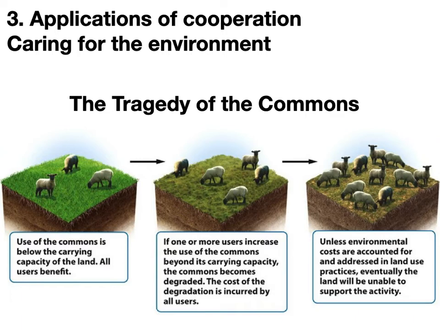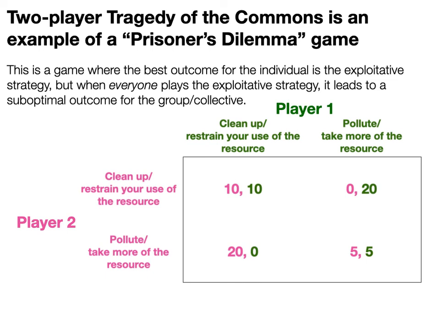It's also a problem with things like fishing, and our ocean fish stocks in oceans and lakes around the world is another example. And our pollution of the atmosphere, right? The atmosphere is this public good that we all rely on to survive. Okay, so there's a game theory model at play here. The two-player tragedy of the commons is an example of something called a prisoner's dilemma game.